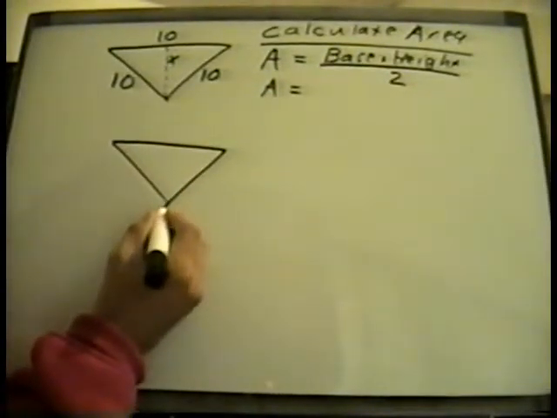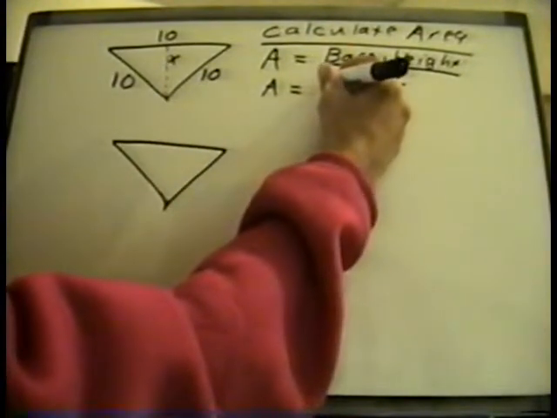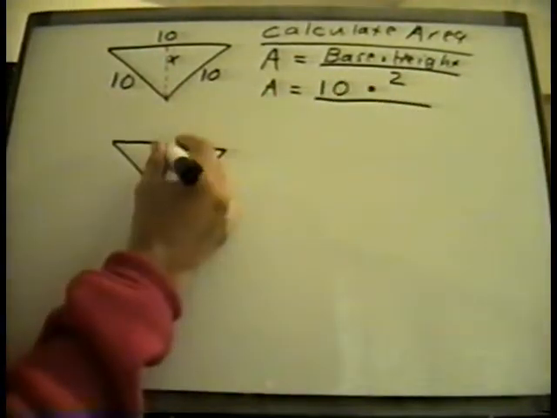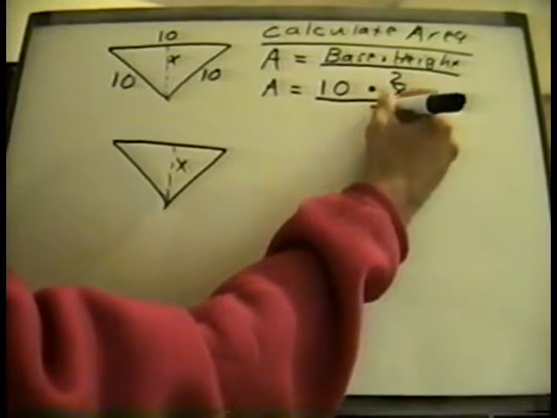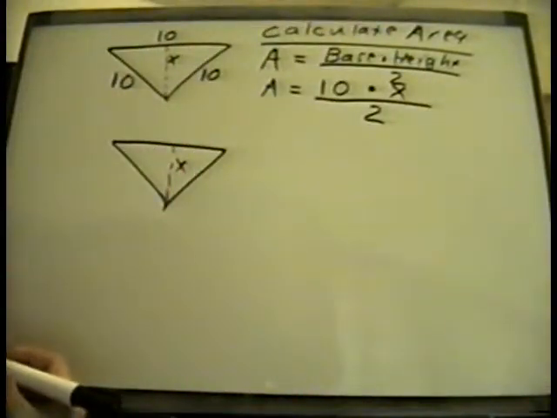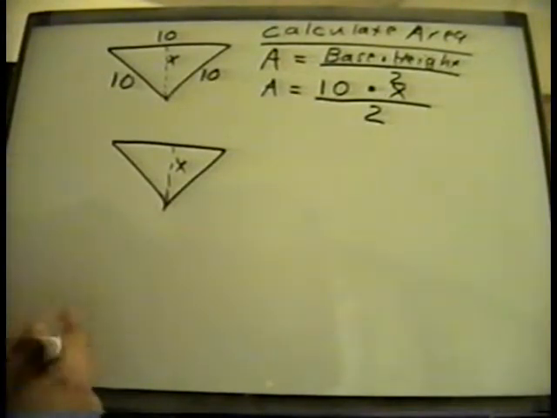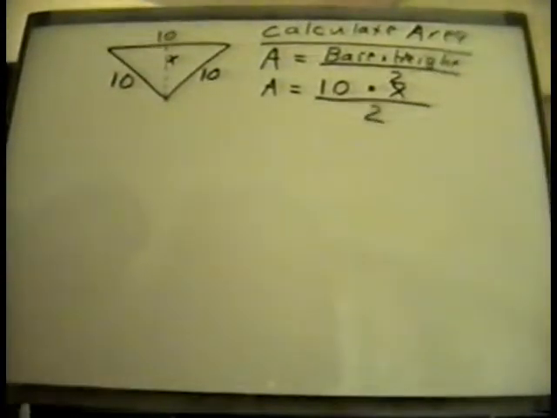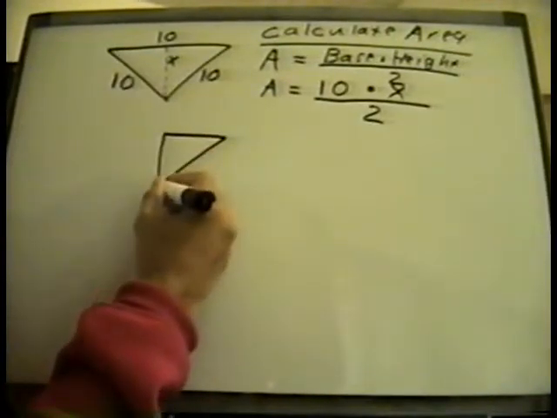Okay. So here, what do we count as a base? So we know one of these sides is the base. But the height is unknown, which is an x. Okay? So in order to calculate the area, we have to find x first, before we can calculate the area. So the first thing we have to find is x, which is a height.